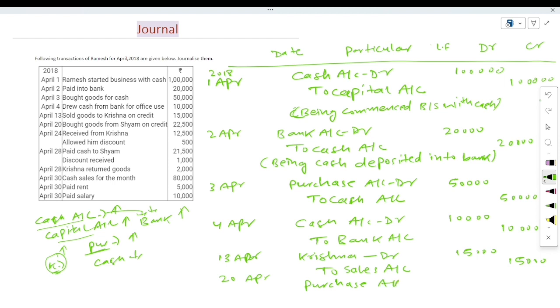So you can write here purchase account debit to, you are purchasing from Shyam. It means you are not purchasing for cash. Shyam is your creditor. So here purchase account debit to Shyam account. How much amount will be here? 22,500. We will write here 22,500 and 22,500.